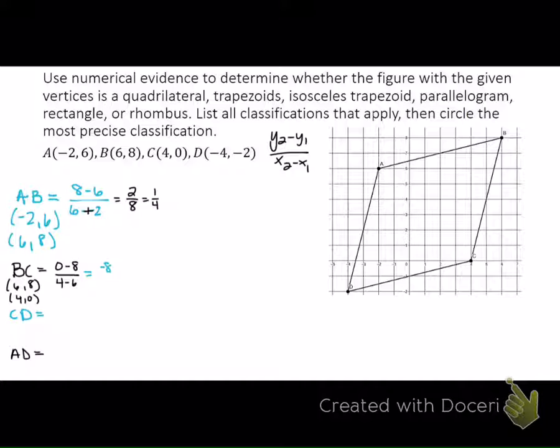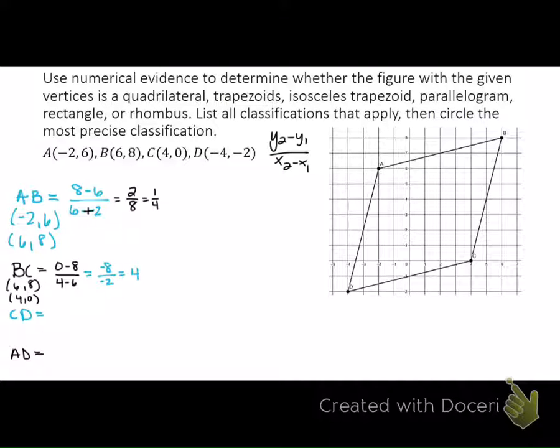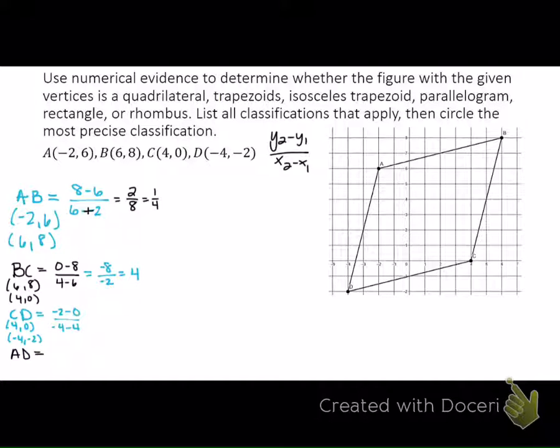So that is negative 8 over negative 2, which is 4. Did I do something wrong somewhere? I feel like one of my... Nope, they are positive. So I have 4, 0, and negative 4, negative 2. So I have negative 2 minus 0 over negative 4 minus 4. So that's negative 2 over negative 8, which is still 1/4.